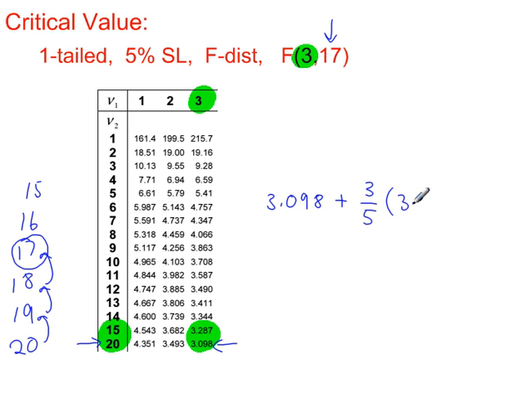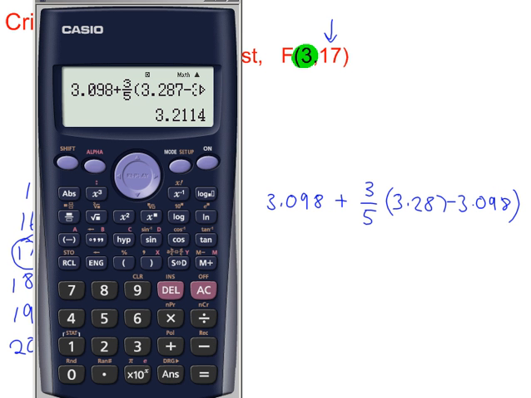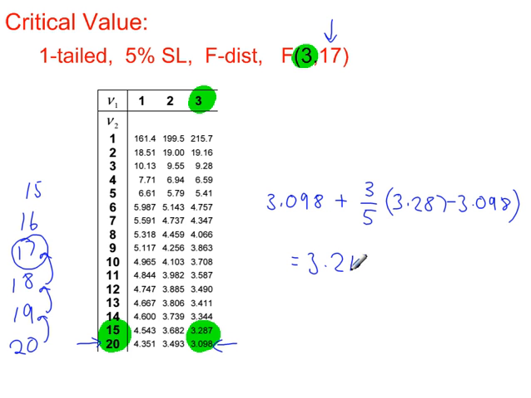So the larger one, 3.287, minus the smaller one, 3.098. So putting this into the calculator, our critical value is 3.2114, which lies in between these two values as expected. Let's have a look at another example.